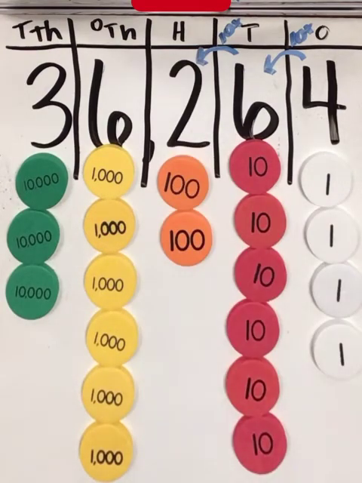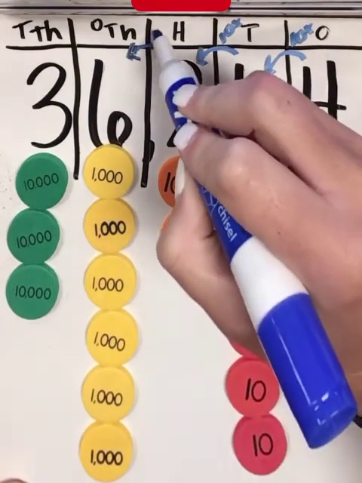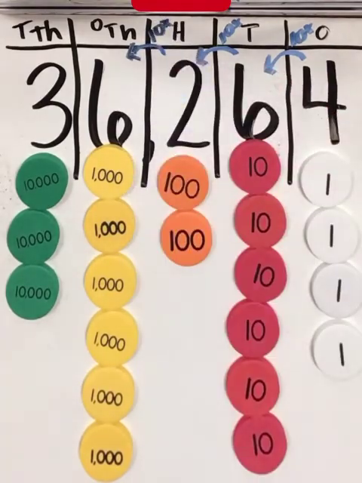How many 100s do we have to make a 1,000? Well, let's count it. 100, 200, 300, 400, 500, 600, 700, 800, 900, then what? Then we have 1,000. So it takes 10 100s to give me one 1,000 because our 1,000 is 10 times greater than our hundreds.